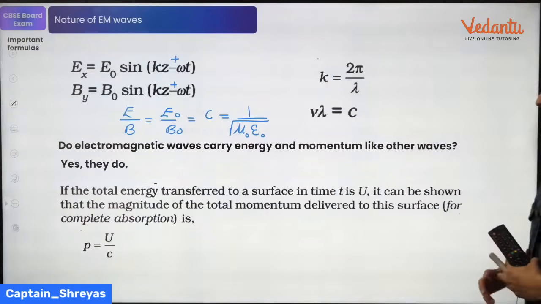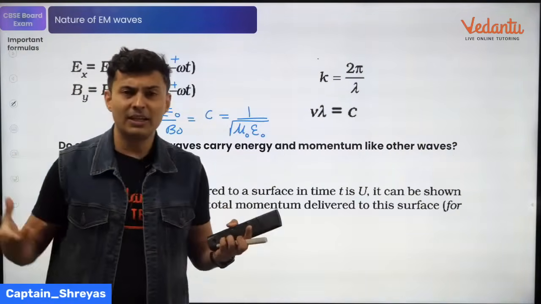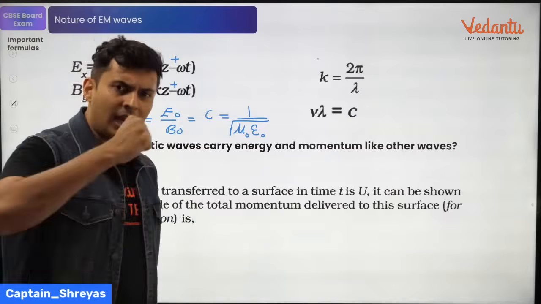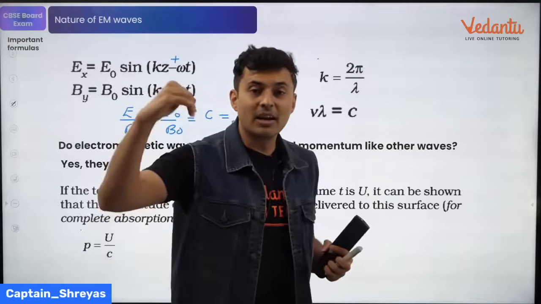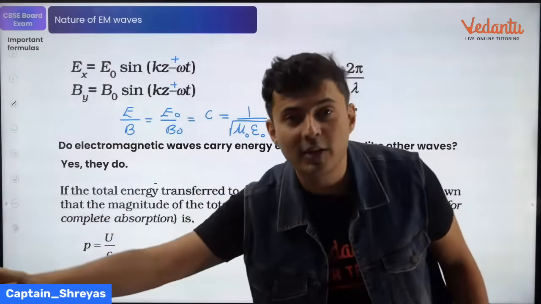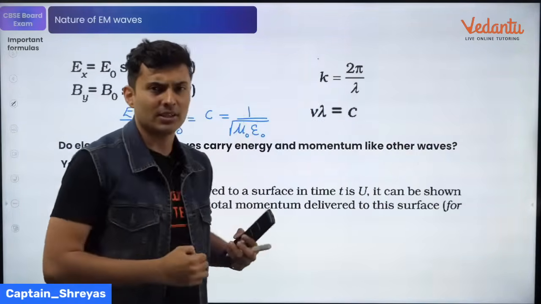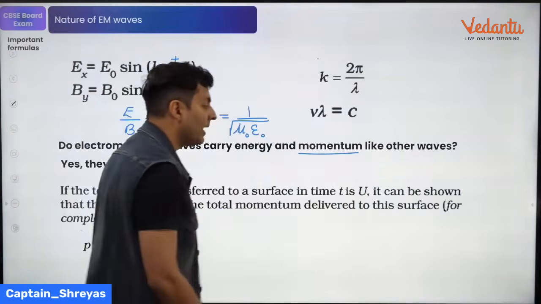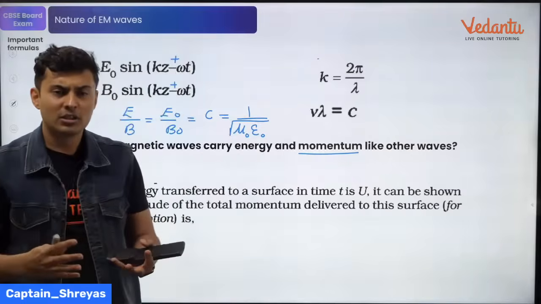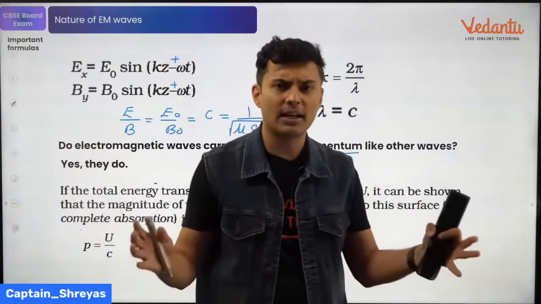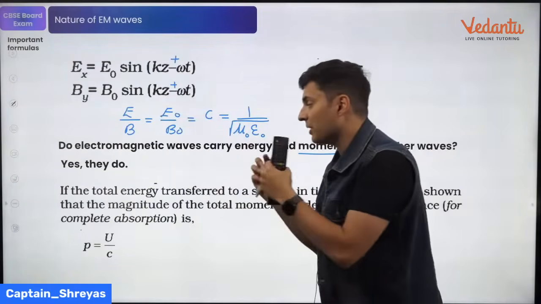Remember, electromagnetic waves also carry energy. Yes, the electric field is there, the magnetic field is there, so obviously they will be carrying energy. And they will also be carrying momentum. Although it is an electric field wave and a magnetic field wave, it can apply a force when it hits a surface. So it definitely possesses momentum. So when it hits, it applies force. And if you measure this force and divide it by the area on which the force is acting, what you get is the force acting per unit area, which is nothing but the pressure.